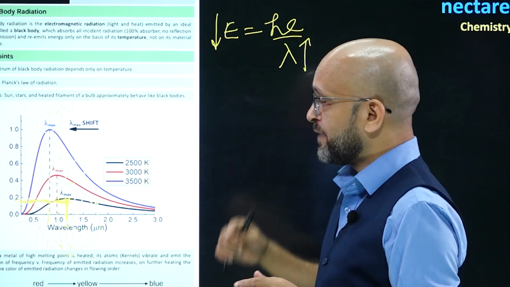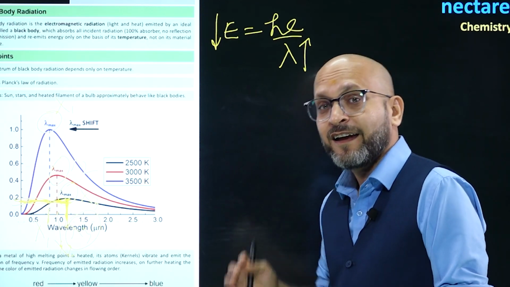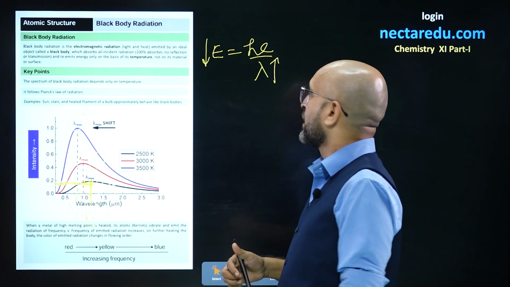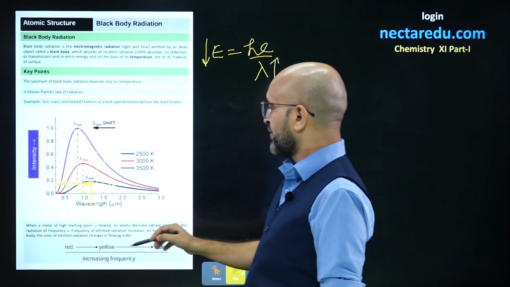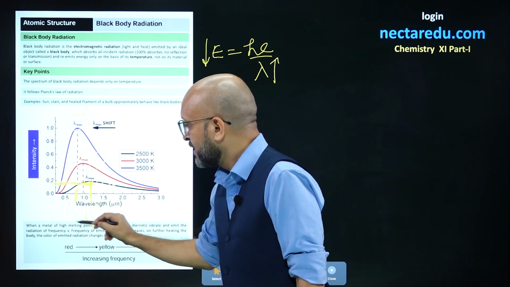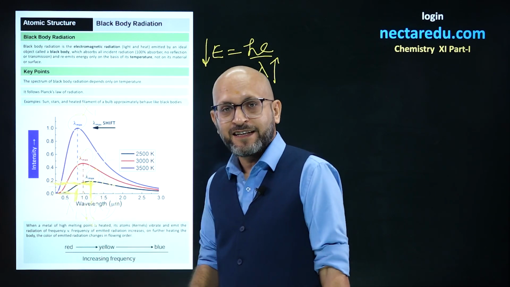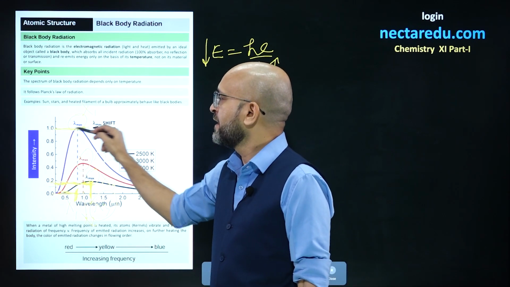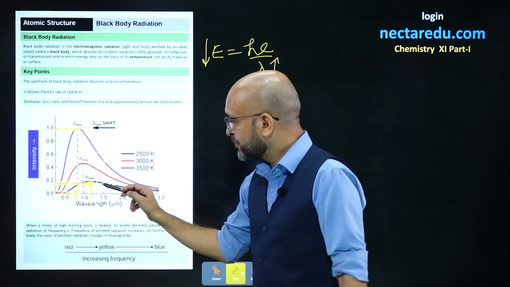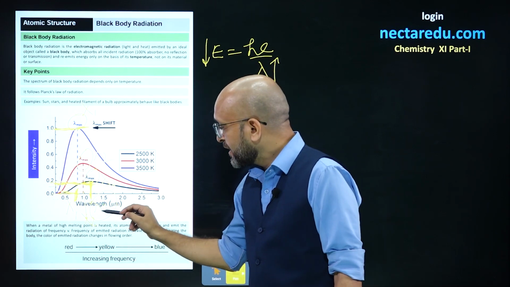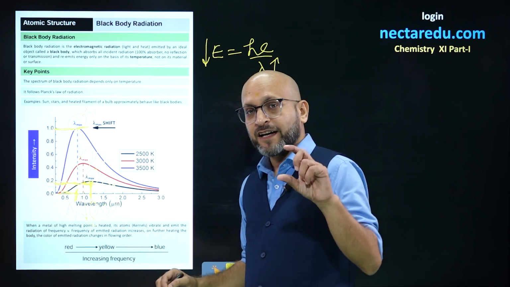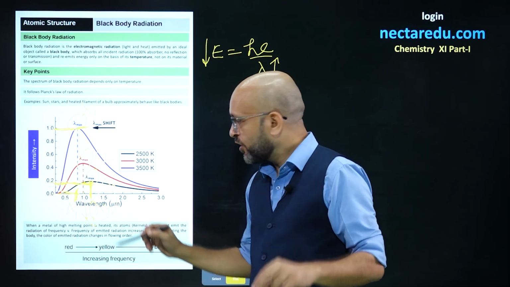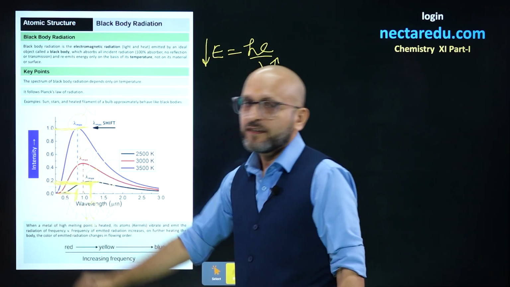Total energy more means wavelength is less. Wavelength is less, so energy emitted is more. So let's see where the wavelength is less. Lambda 1 is least, so energy emitted is more, so intensity is highest. Lambda 3 is maximum, so energy emitted is small, so intensity is also small.